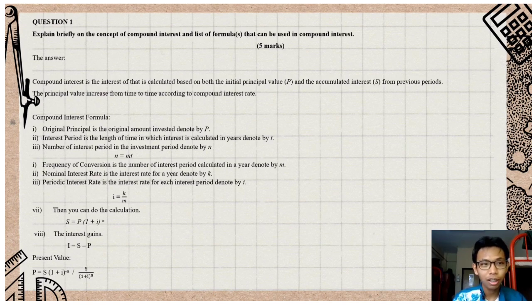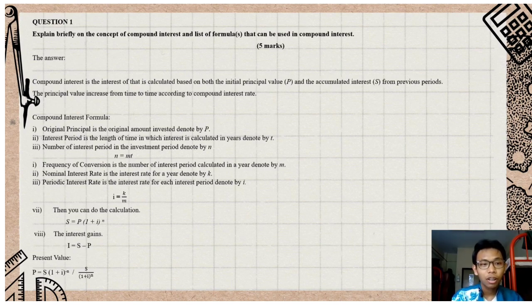Today we will talk about question 1 for compound interest: the brief concept of compound interest and the list of formulas that can be used. Compound interest is the interest calculated based on both the initial principal value P and the accumulated interest S from previous periods. The principal value increases from time to time according to the compound interest rate.